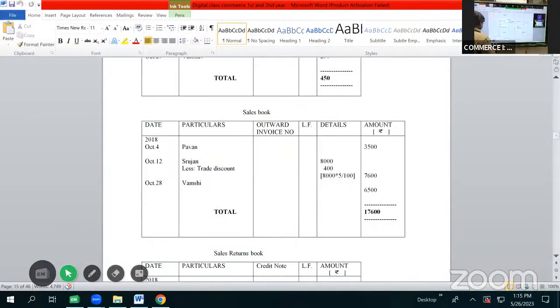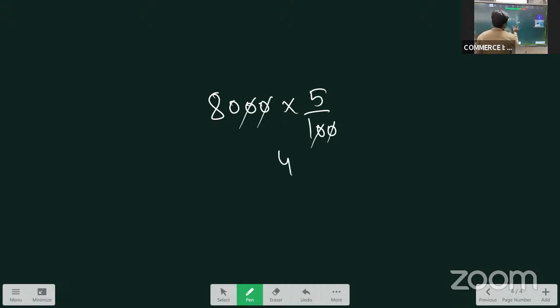What is the amount? 8,000. 8,000 into 5 by 100. The zeros get cancelled. So 5 eights are 40, it becomes 400. This is the calculation.